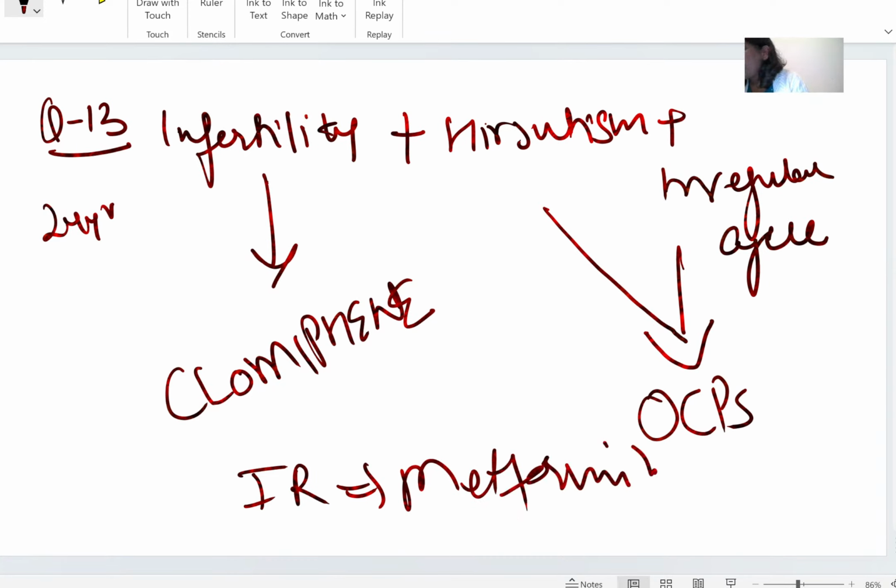Tamoxifen can be given for ovulation induction because it is a SERM, selective estrogen receptor modulator. But it is given less often. Because it is very rarely given, we have left it out here.